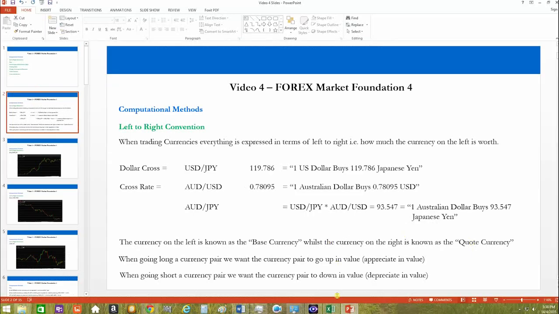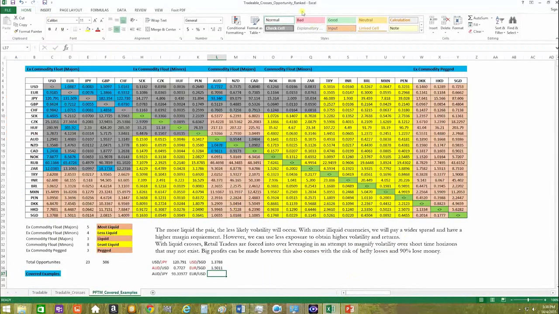Now what you can do is go back to video number 2 and download the spreadsheet that we showed you earlier, and we can go over to it now. The spreadsheet is called Tradable Crosses Opportunities Ranked, and you're going to see a big table of currency crosses that can actually be used to work out cross rates. The example we looked at in the presentation just a second ago was dollar yen and Aussie dollar US dollar, so 2 US dollar rates, and we worked out the Aussie dollar yen rate.